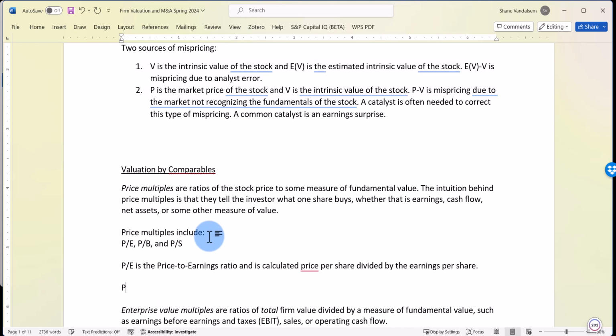Price to book, P/B, is the price to book ratio and is calculated as the price per share divided by the book value of equity per share.